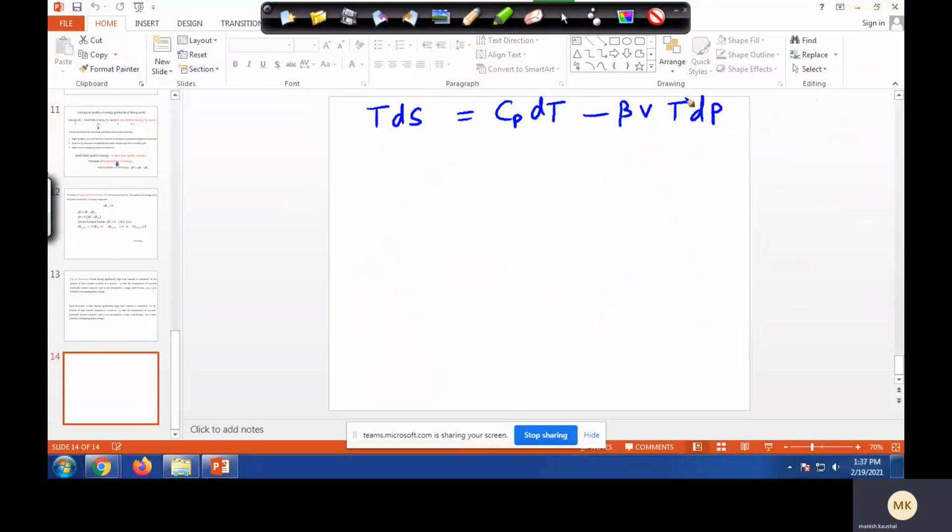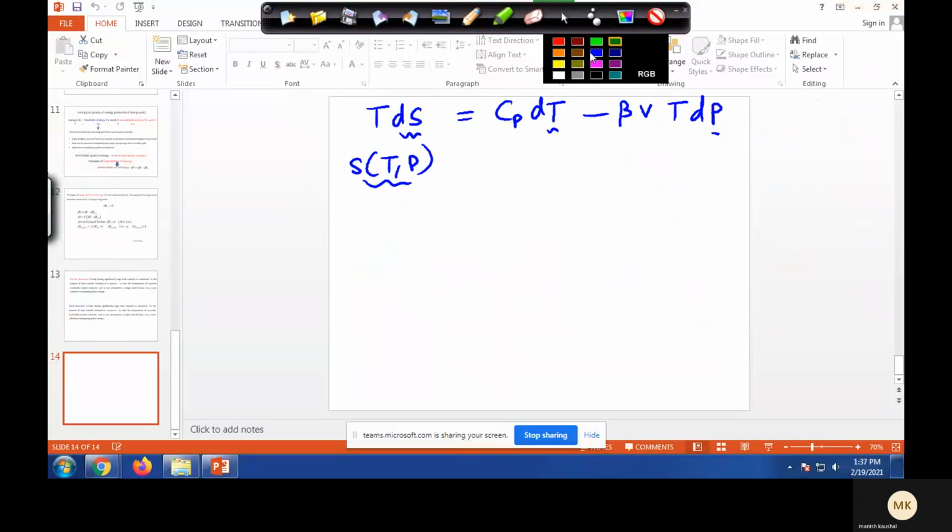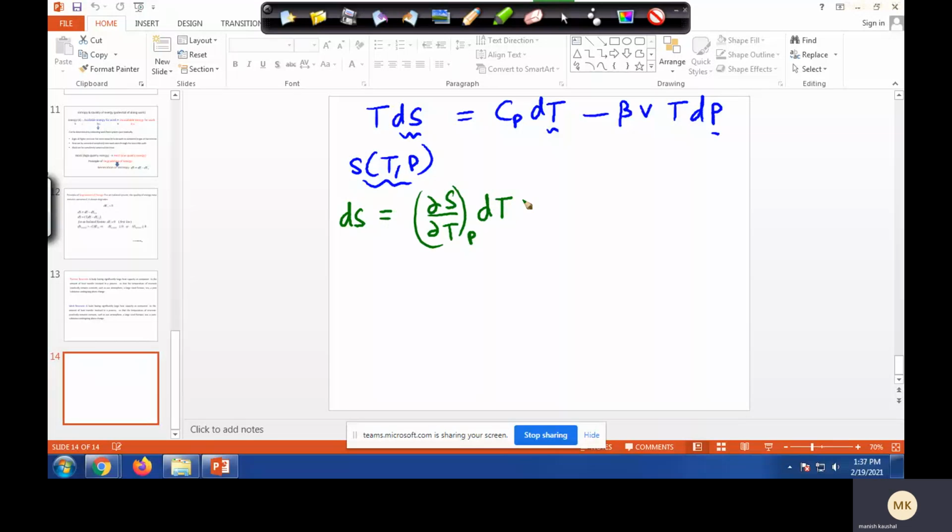So from where will we start? We want to express S in terms of T and P. So what I will do, I will write dS as dou S by dou T at constant P dT plus dou S by dou P at constant T dP, from calculus.